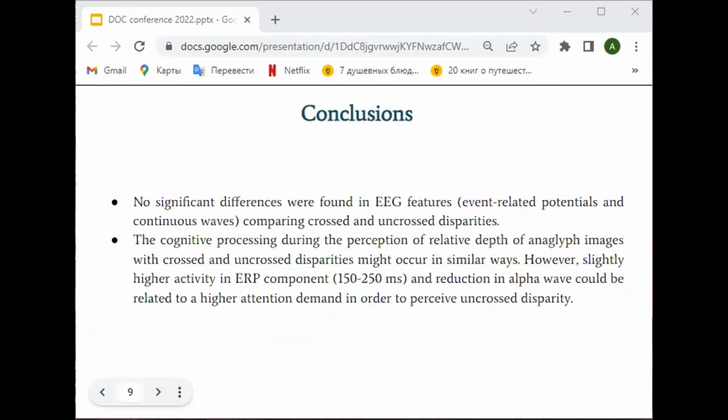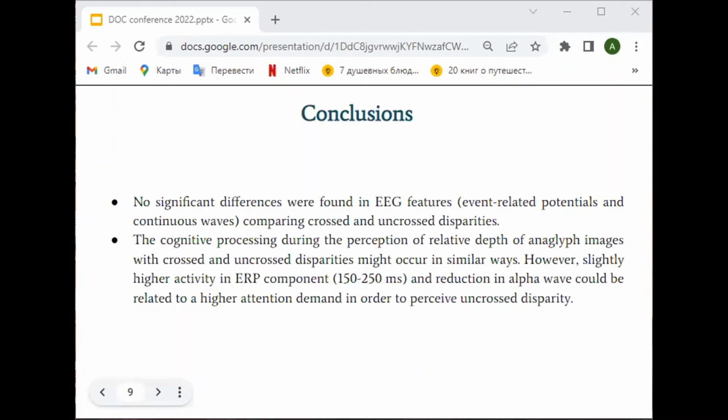Based on the results that we obtained, it can be concluded that there is no significant difference in EEG components based on the type of disparity that is presented to the subject. Event-related potential components showed that crossed and uncrossed disparity is perceived in a similar manner, which was also confirmed by the results obtained from brain oscillations.